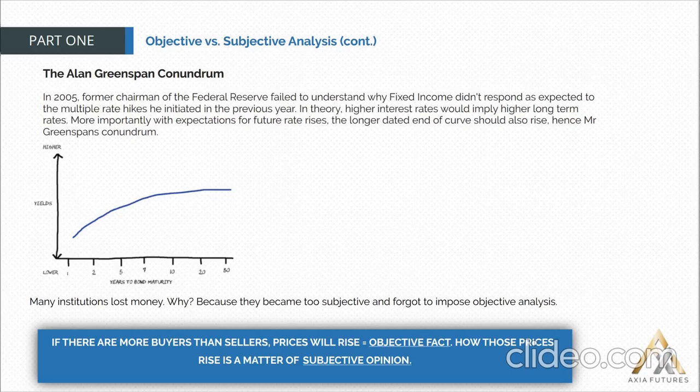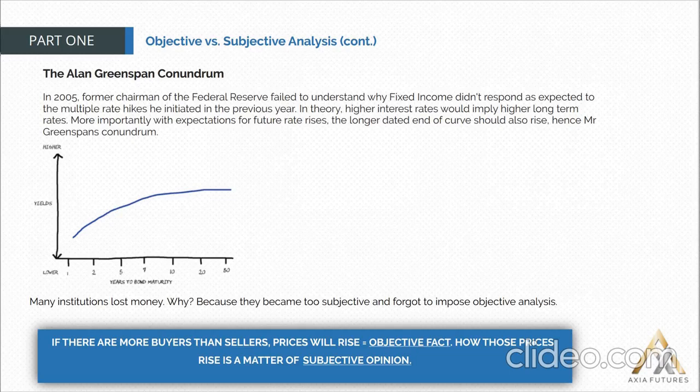So, here's a brief summary of how to interpret the difference between objectivity and subjectivity. This is something I keep very close to me, and I write it down quite often. It's simple. If there are more buyers than sellers, prices will rise. That's fact-based objectivity. How those prices rise is a matter of subjective opinion. Write that down somewhere, because that will ensure that you are always remaining as objective as possible with a little bit of subjective analysis.